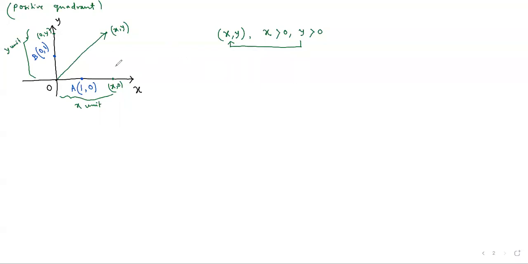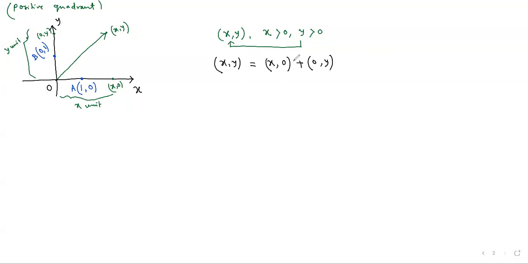So this is the geometry by which we actually put the coordinate points in different quadrants, either positive, negative, or whatever it is. Now, if I look at this point (x, y), we see that this point can be written in the following manner. We can write (x, y) as (x, 0) plus (0, y).